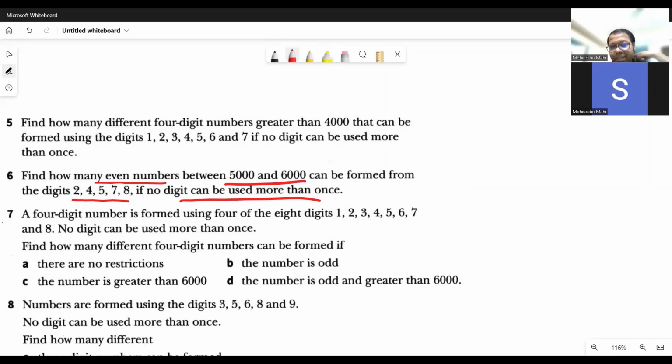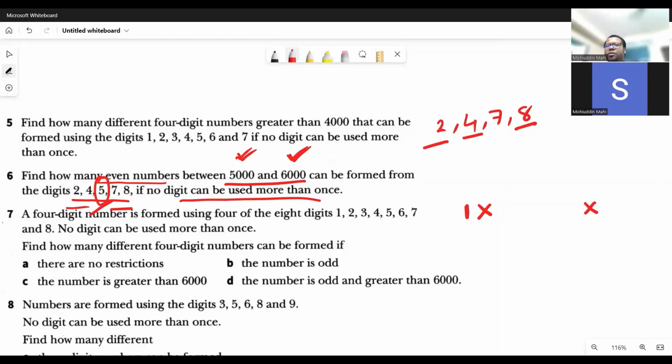Now the number has to be within 5,000 and 6,000. 5 can be used as the first digit because the number has to be between 5,000 and 6,000. So we can put only 5 as the first digit. Now we are left with how many digits? 4 digits. That is, we're left with 2, 4, 7, 8. Now think about it. The number has to be an even number. So in the fourth position, we can either use 2, 4, or 8. So in the fourth position, we have to put an even number.